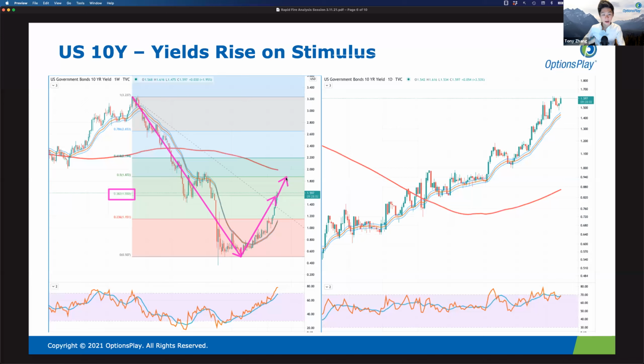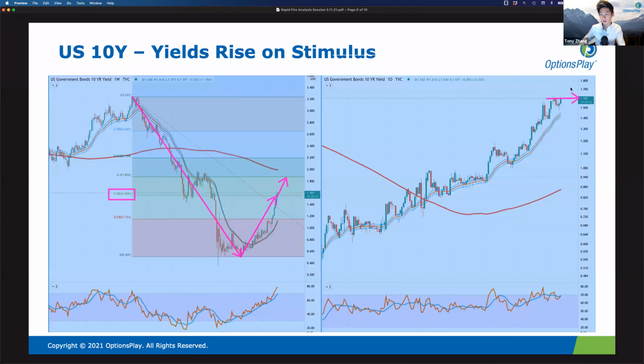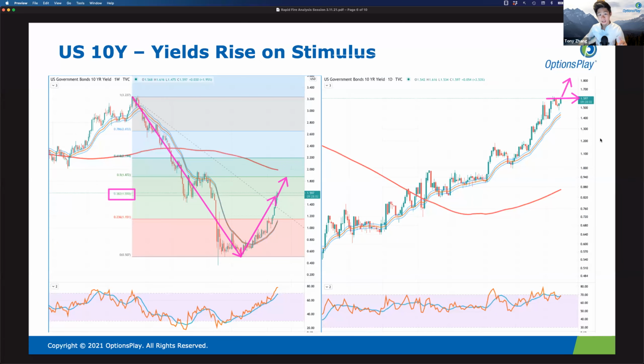We're expecting perhaps a retracement up to 50%, which would put us in the 185, 190 basis point range. Right now we're at about 160 basis points or so. So we have a small double top that's formed, and we're looking for a potential breakout to the upside, especially as another $1.9 trillion in stimulus is being passed. This is what's driving this inflation expectation. That's why we're seeing this sharp rise in yields.